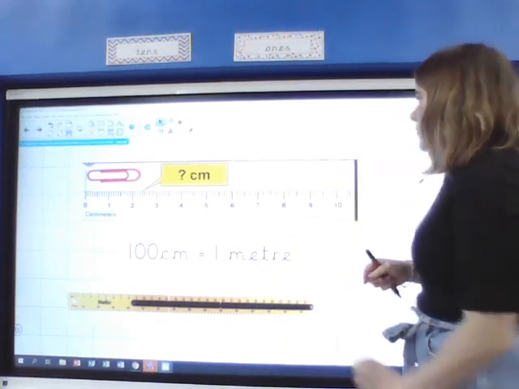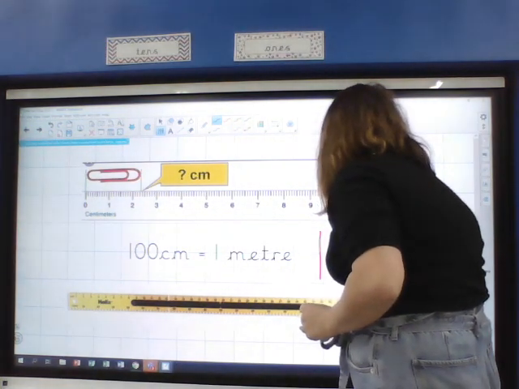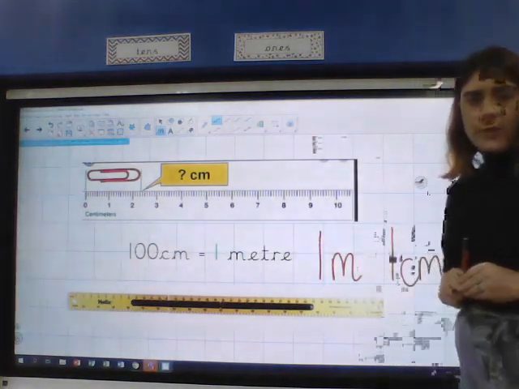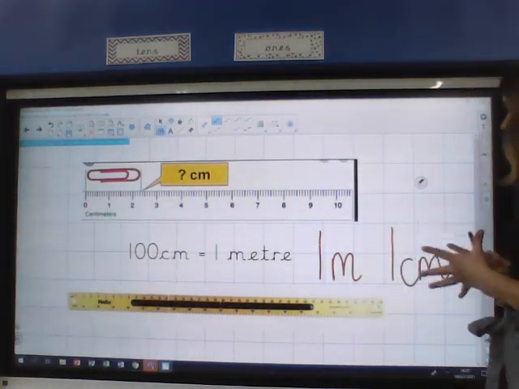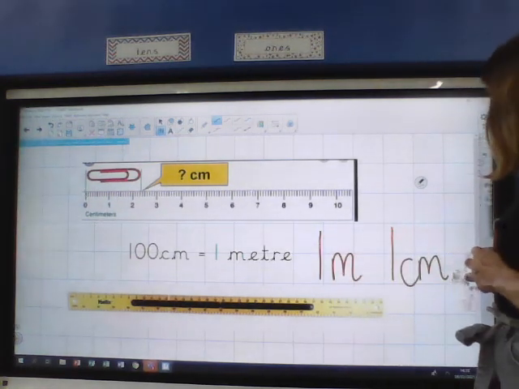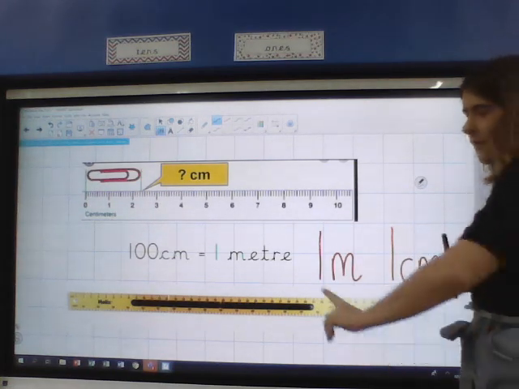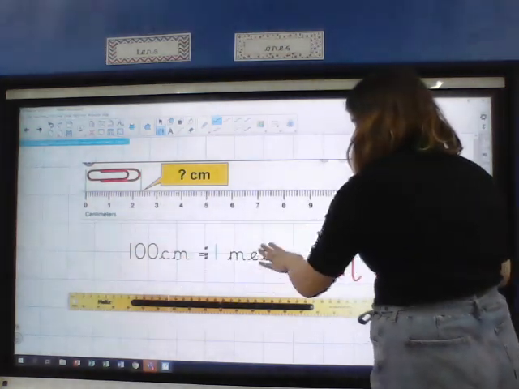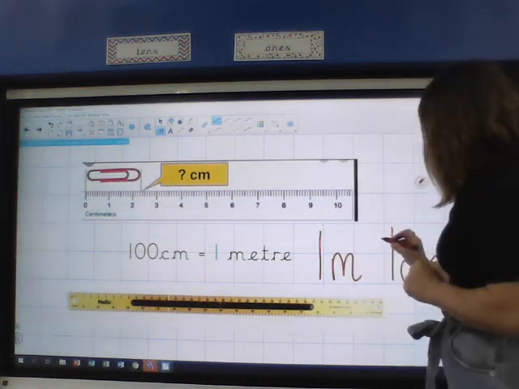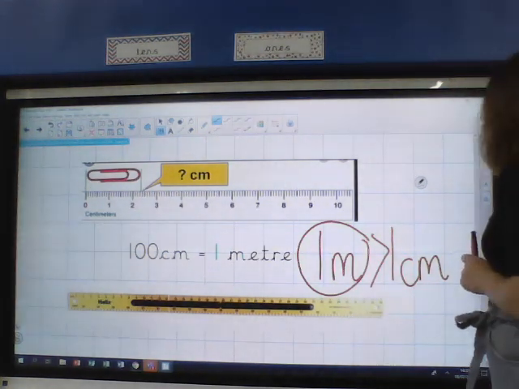So, on your whiteboard, can you tell Mrs. Wood what is greater? 1 metre or 1 centimetre? Write on your whiteboard which you think is greater, which is longer. 1 metre or 1 centimetre, which is longer? And then which one is shorter? There's a clue here as well. It tells you how many centimetres are equal to 1 metre. Hopefully you remembered that 1 metre is greater than 1 centimetre.